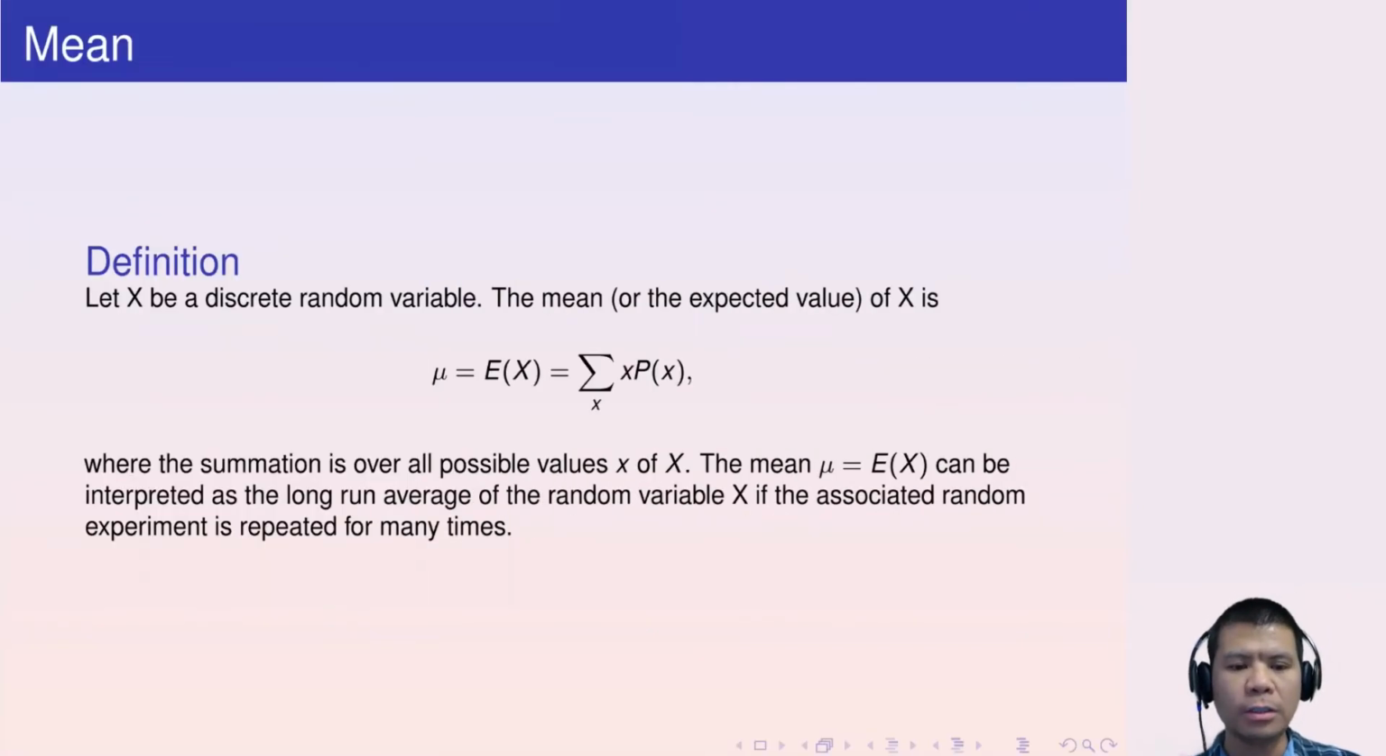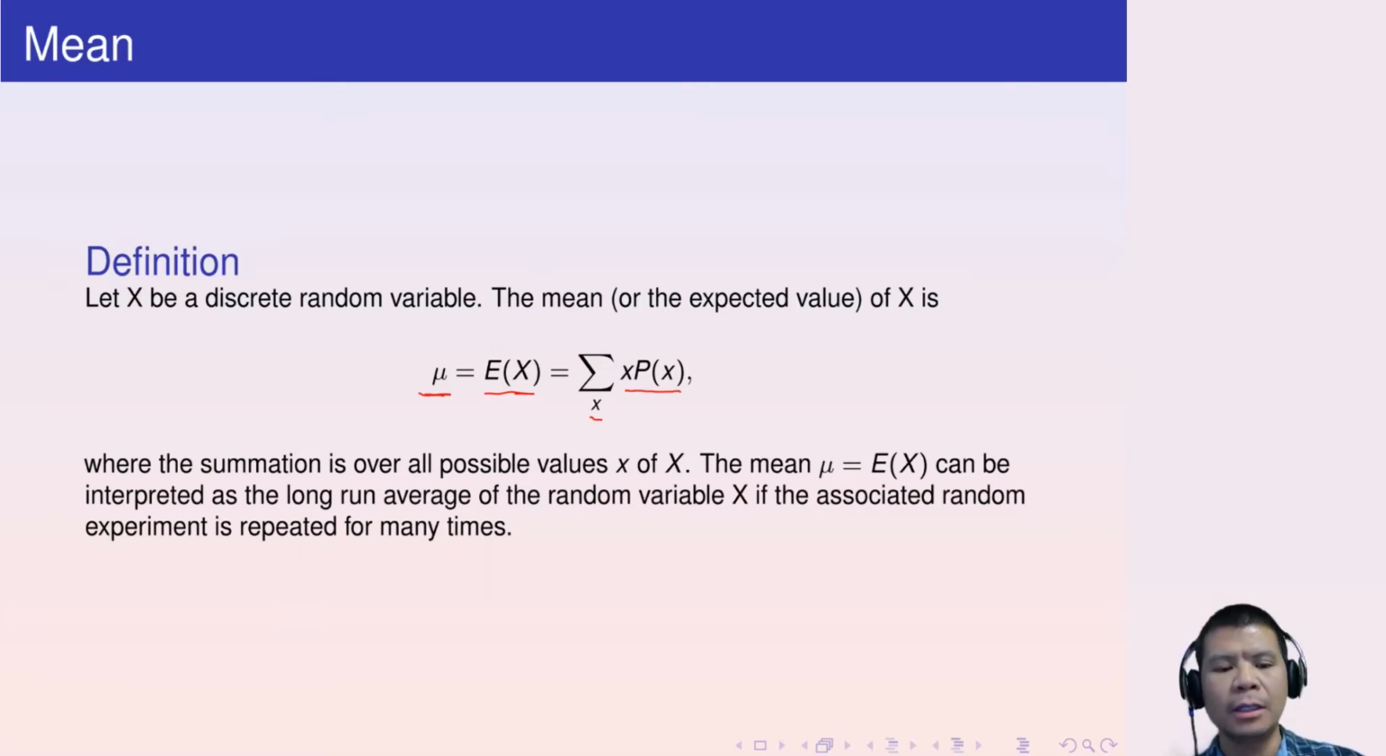Okay, so firstly, let's check the definition of the mean. Let X be a discrete random variable. The mean, or the expected value of X, is given below. This one is mu, right? It's the Greek letter mu, equals the notation expectation of X, equals the summation over x of x times P of x, where the summation is over all possible values x of X.